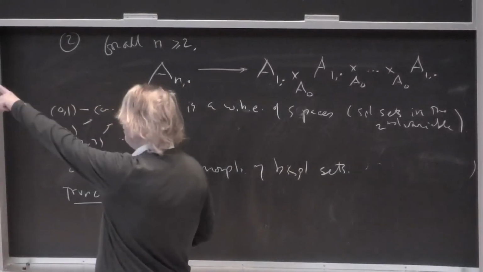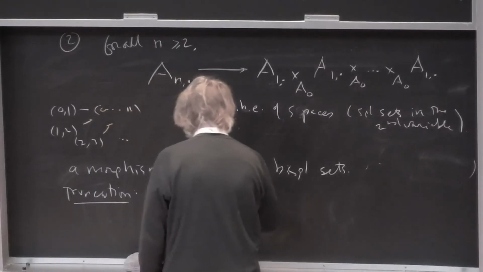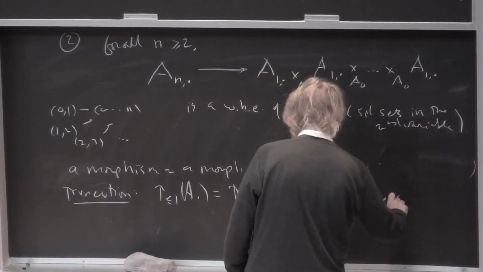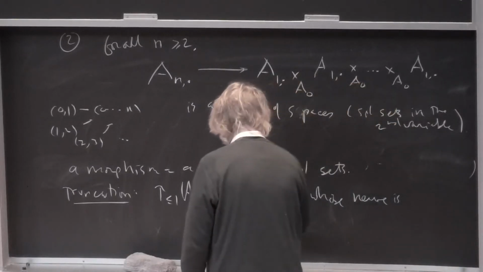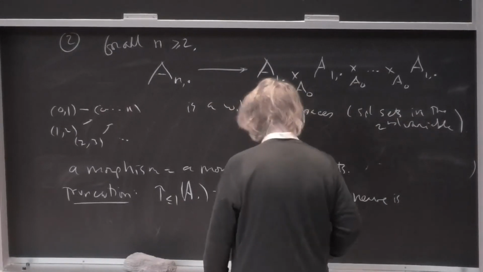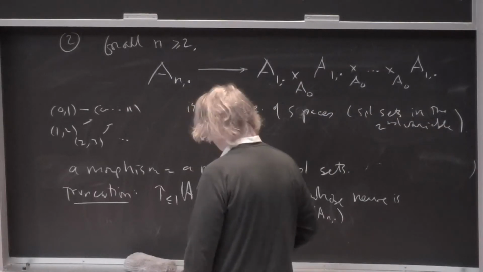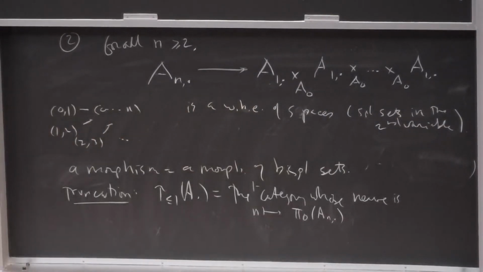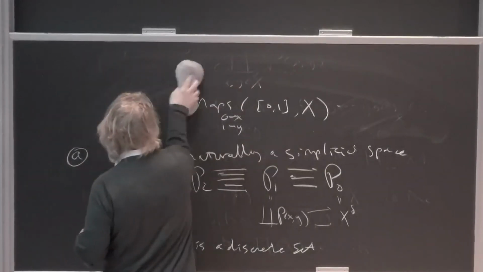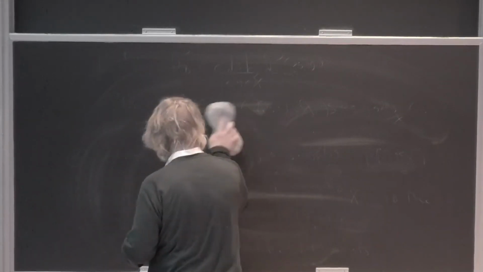As before, we define tau less than or equal to 1 of A dot to be the category whose nerve is the simplicial set n maps to pi 0 of A n comma dot. That's a 1-category. Now, what's the notion of equivalence, which I think should be called Dwyer-Kan equivalence? But really we're just copying the notion of equivalence of categories.